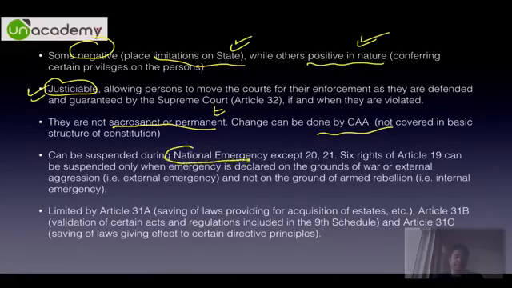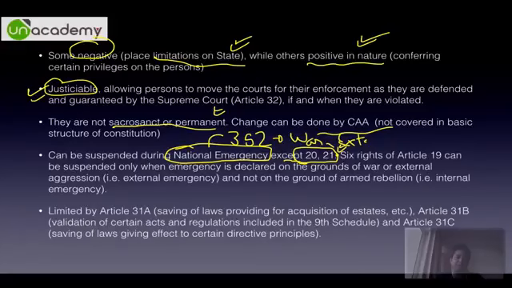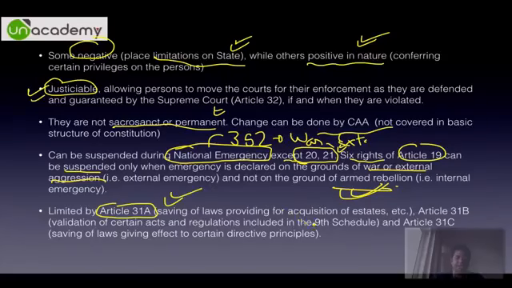They can be suspended during national emergency under article 352. Only 3 grounds are there: war, external aggression, and internal disturbance, which was replaced by the term armed rebellion. Please make sure you know that. So except article 20 and 21, which deal with the right to life and right of persons who have been arrested, the rights can be suspended during national emergency. Now, the six rights of Article 19 can be suspended only when emergency is declared on the ground of war or external aggression and not on the ground of armed rebellion. It's important. So they are limited by Article 31A, 31B, 31C, already done.